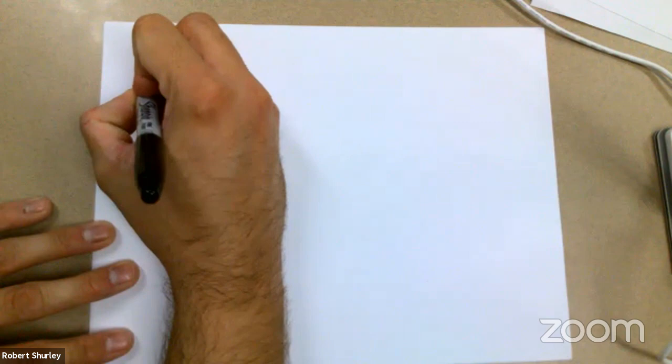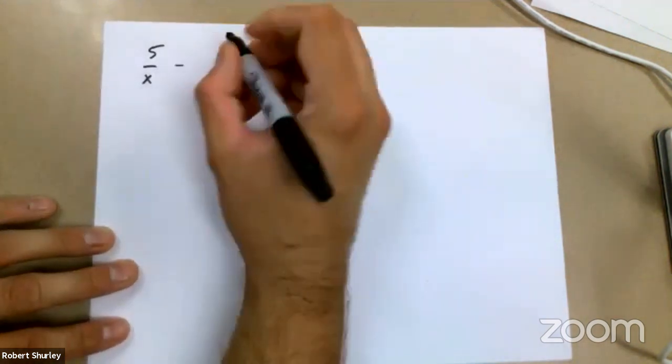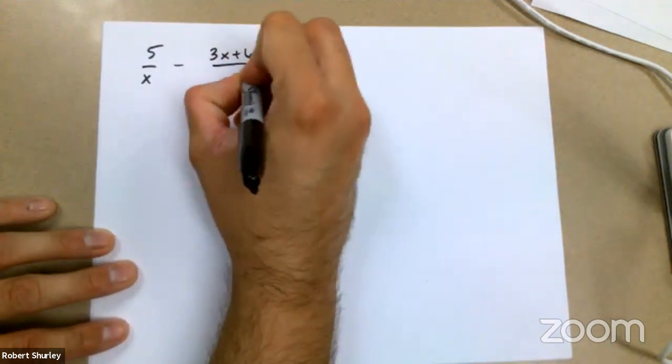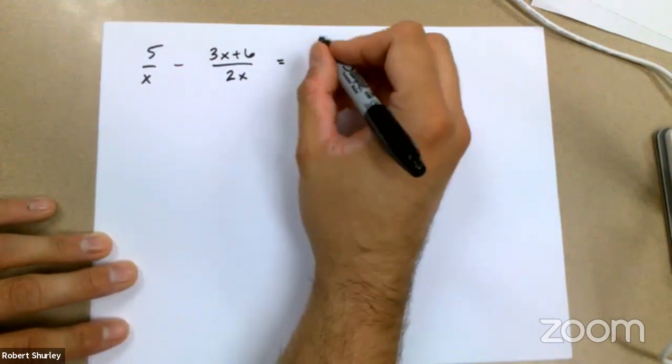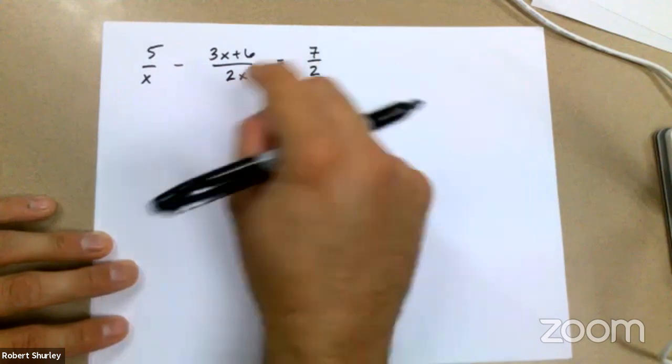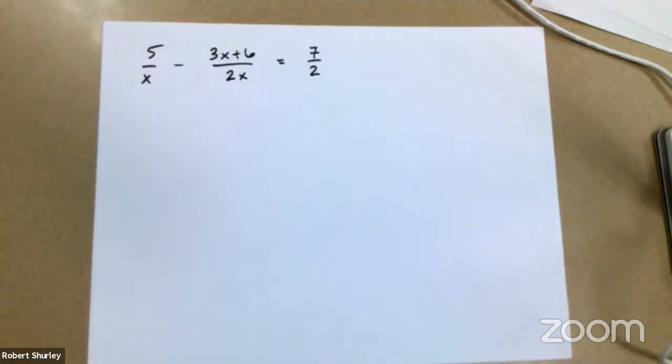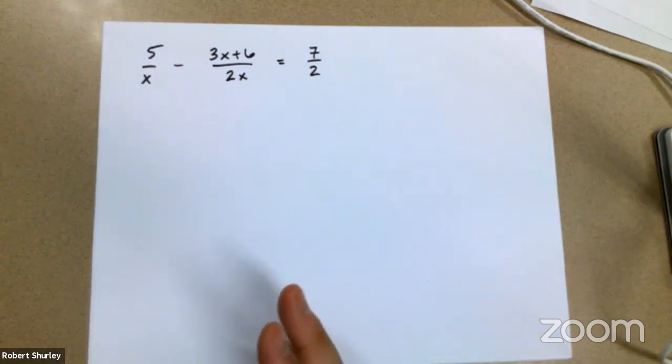Sweet. Okay, so let's do one now with x variables. I'm going to steal one from the book. Actually, I'll steal not the practice question, but the example. There's a practice question next to it in my book. We've got 5 over x minus 3x plus 6 over 2x equals 7/2. Now I'm spacing these out again because I know I'm going to be multiplying stuff to them. Now this has x's in the denominator.